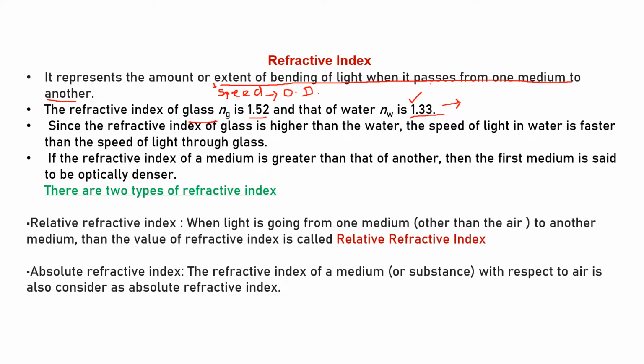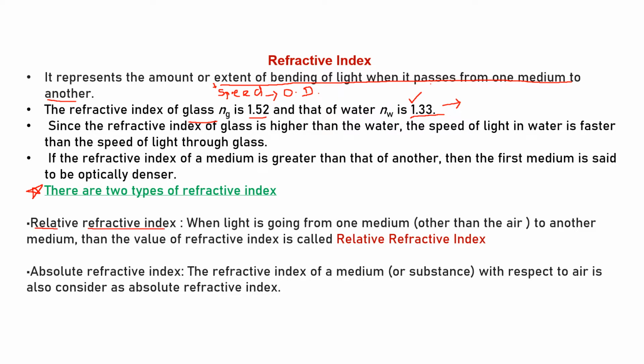There are two types of refractive index. Now coming to the refractive index, this is very important from the point of view of numericals. Maximum numericals come from refractive index, so this concept is very important. Now there are two types of refractive index. One is relative refractive index.